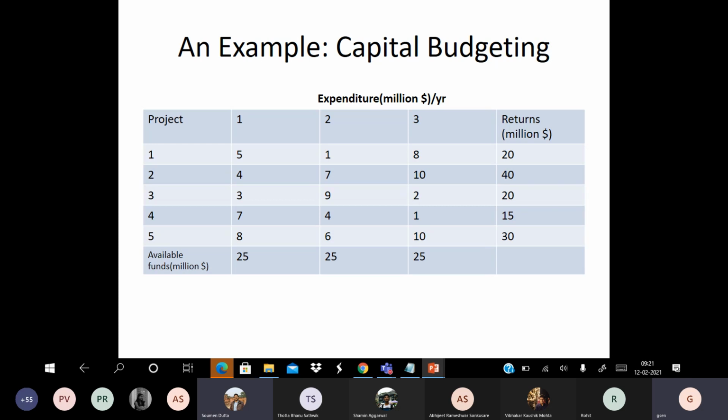The total returns from the project, 20x1 plus 40x2, plus 20x3, and so on. Sum of all these returns. Good. And what about the constraints? A funding constraint is there: the expenditure should not exceed the availability of funds per year.